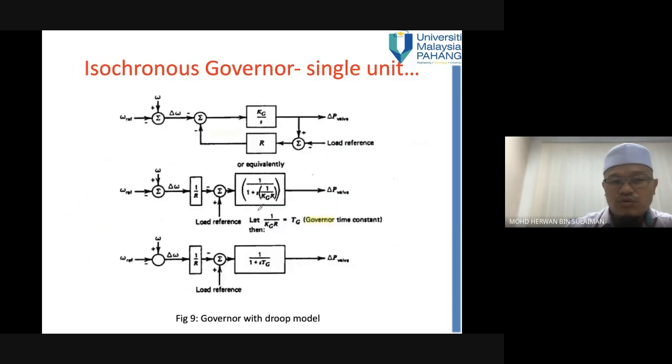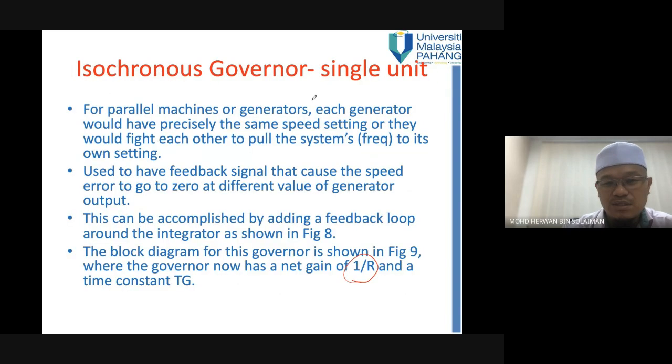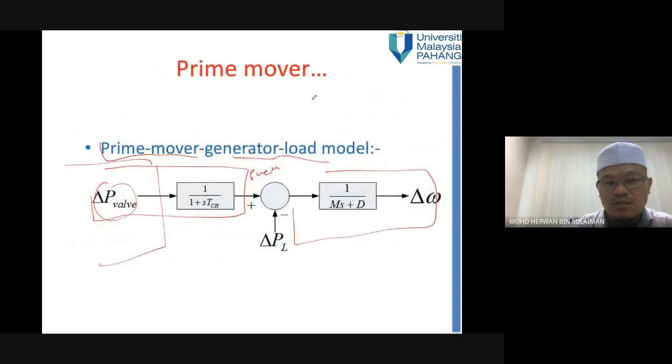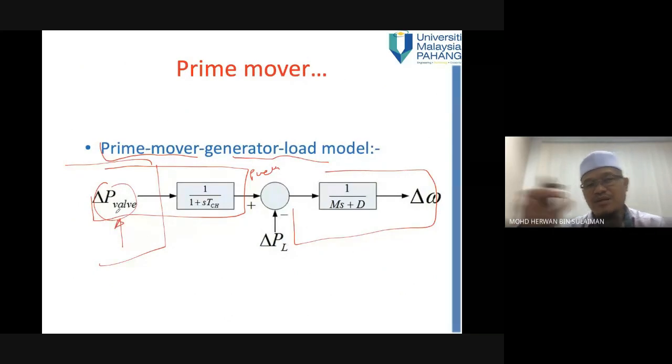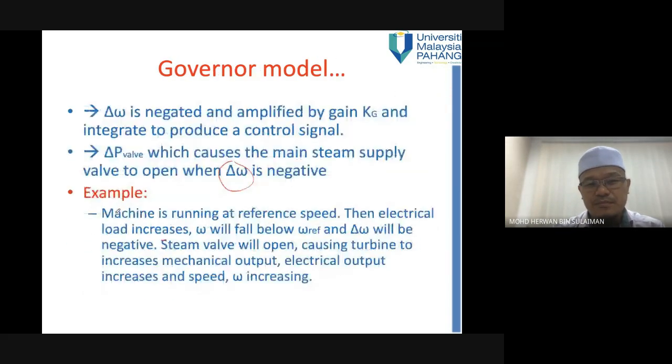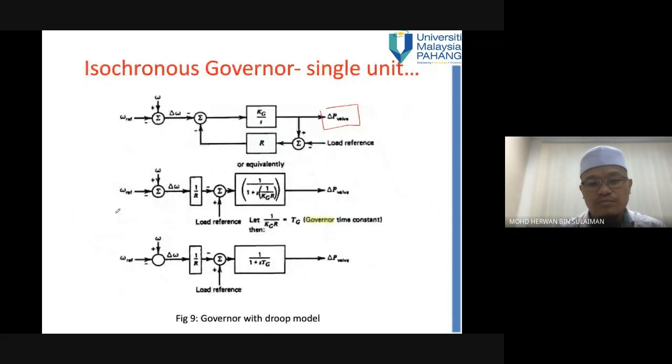Okay, so ni contoh kalau kita governor with group model lah. So let's say we have group model. This one is just a simplification of the block diagram kan. Ni delta P valve ni ialah yang masuk kat sini lah. Right, sini. Okay, you kena relate everything. Kita start dengan generator, and then load, and then prime mover, and then governor. And now governor with group pada feedback.